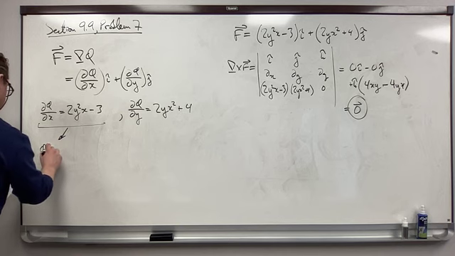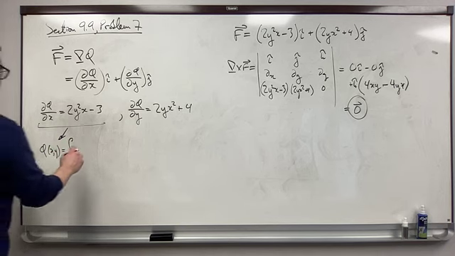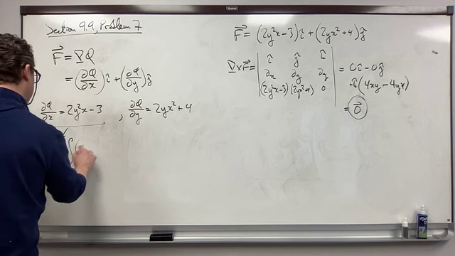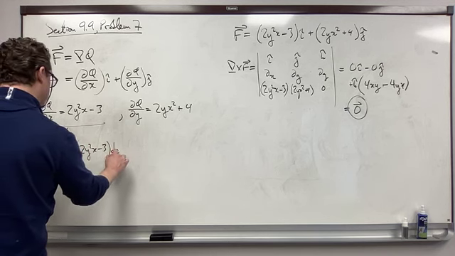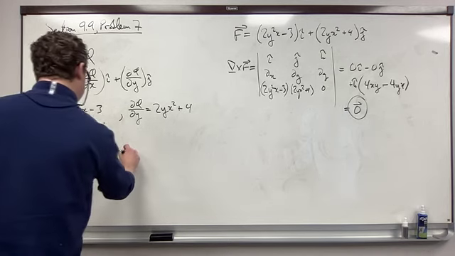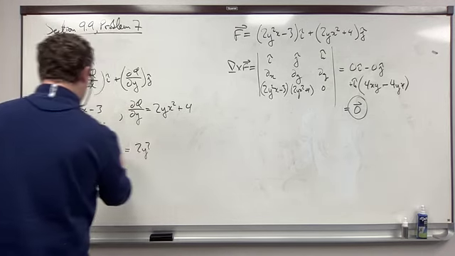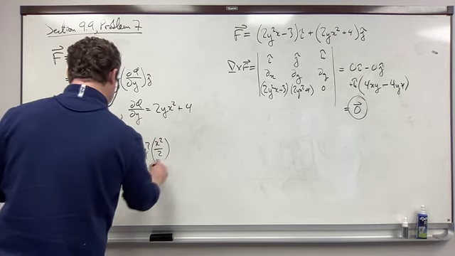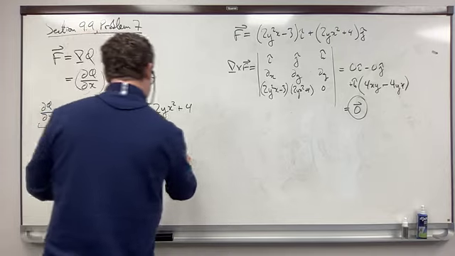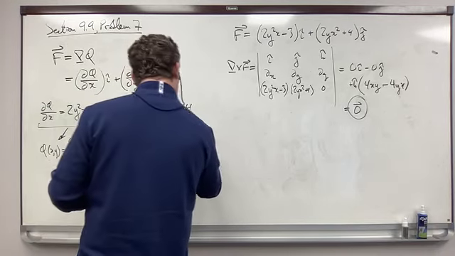Okay? So the first thing we know, if we take this first one, is that phi of x and y equals the antiderivative of 2y squared x minus 3 dx. The y's are constant here, so this becomes 2y squared, and integrating, x squared over 2, minus 3x.